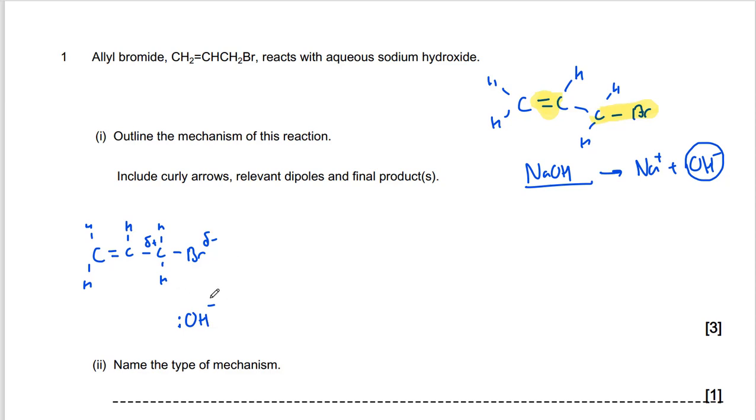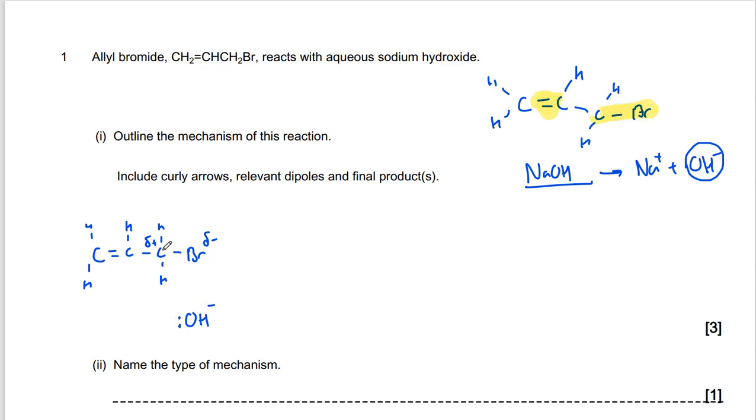Now, where does my arrow go? Remember, electron pair movement is shown by arrows. So we're going to start the arrow where the electrons are and finish where they're not, or where we'd like them to be. Now the OH minus has got a big negative charge and a lone pair of electrons. Hopefully this is screaming out to you that this is where the electrons are, and we're going to put them to a positive charge.